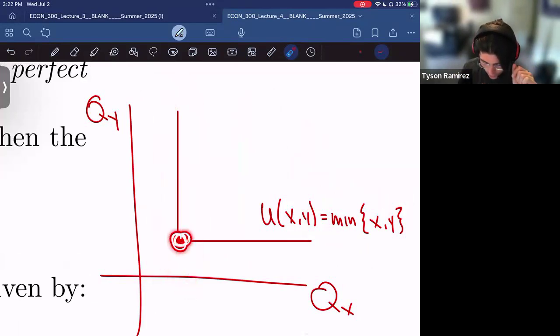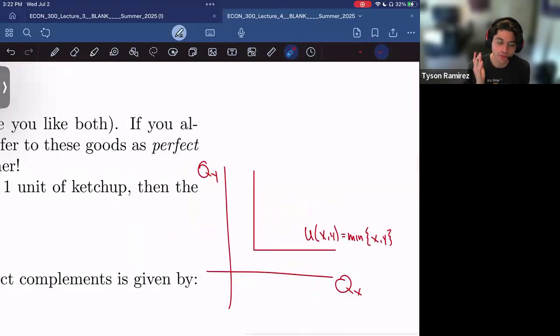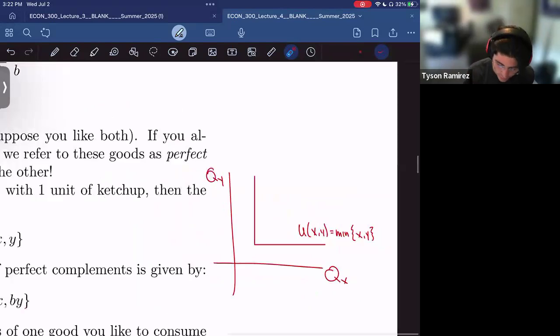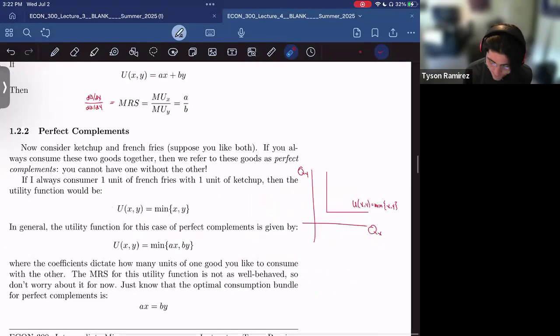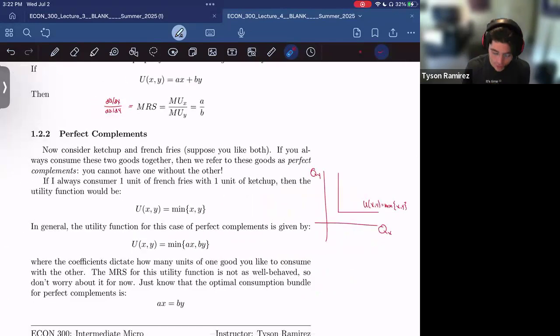And then we also have this kink point, a corner. At this kink point, the derivative is also undefined. Here, the derivative is defined and it's just zero. But in general, the marginal rate of substitution of perfect complements is not really a well-behaved function. So that's why I didn't include this MRS stuff for the perfect complements, because we don't really worry about it.